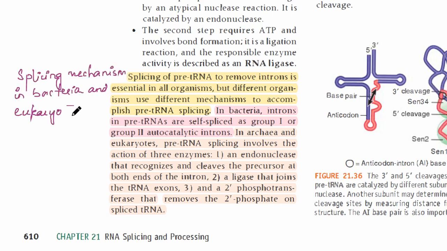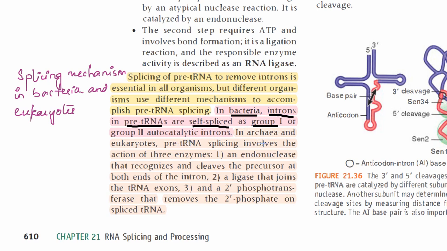So let's see what we see here. In bacteria, introns in pre-tRNAs are self-spliced, as in group 1 and group 2 autocatalytic introns. If you know that in group 1 and group 2 autocatalytic introns the splicing mechanism is a self-splicing mechanism. So in bacteria, the tRNA splicing mechanism is the same as the group 1 and group 2 self-splicing mechanism.